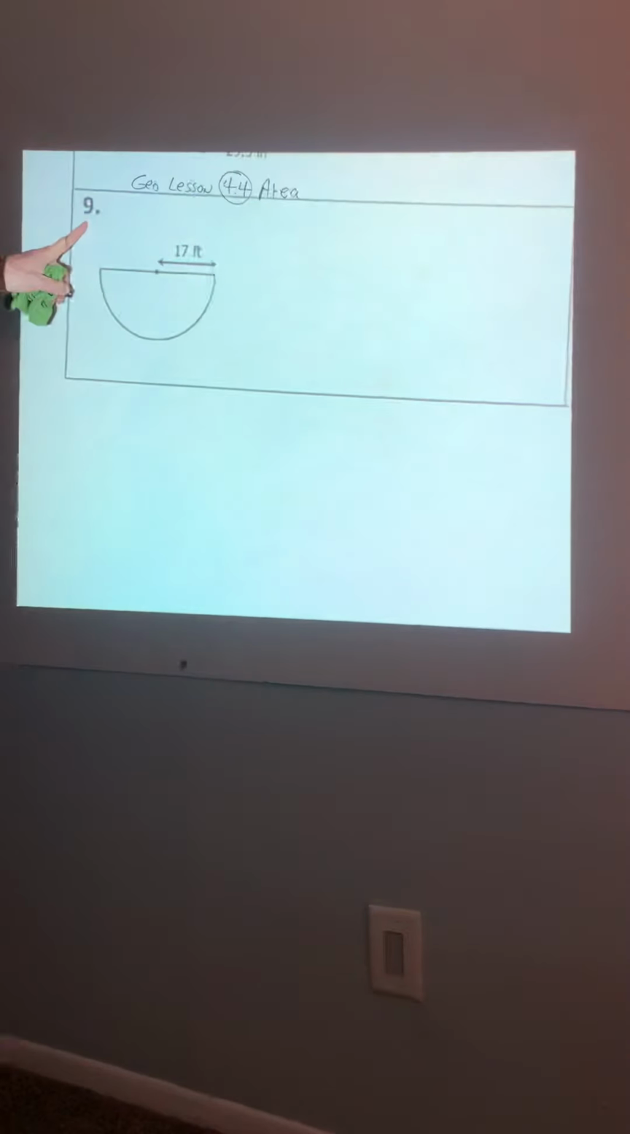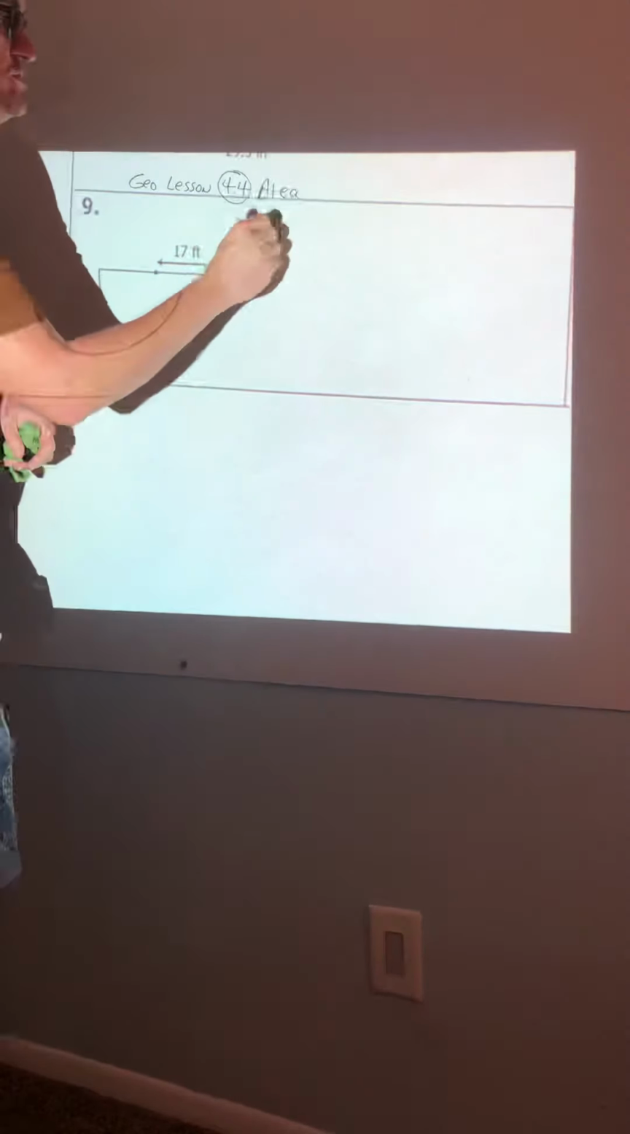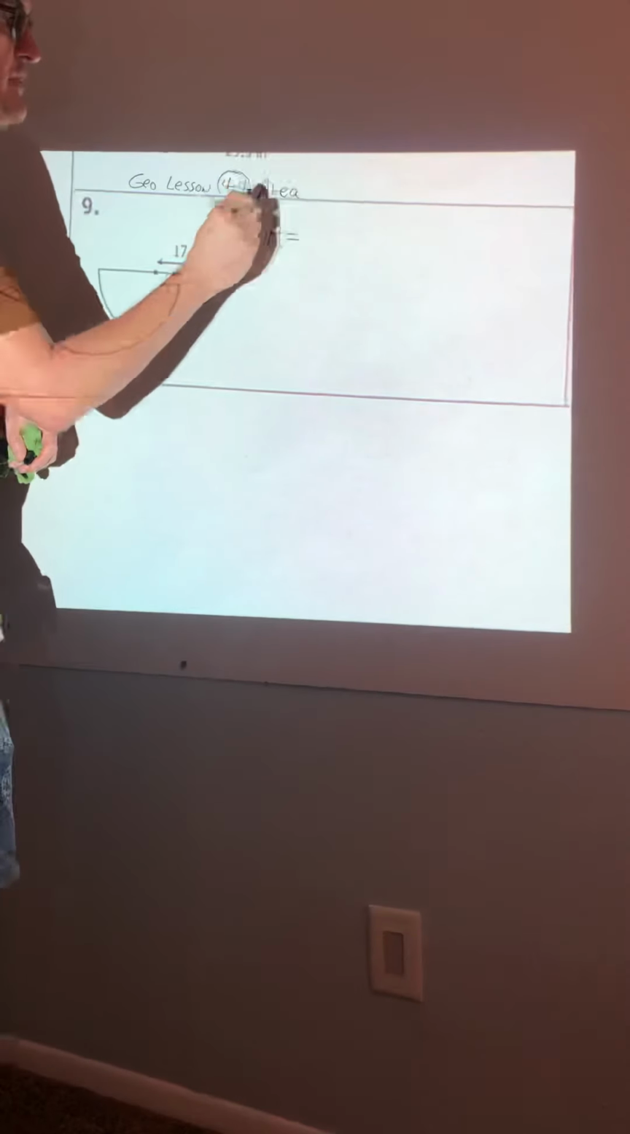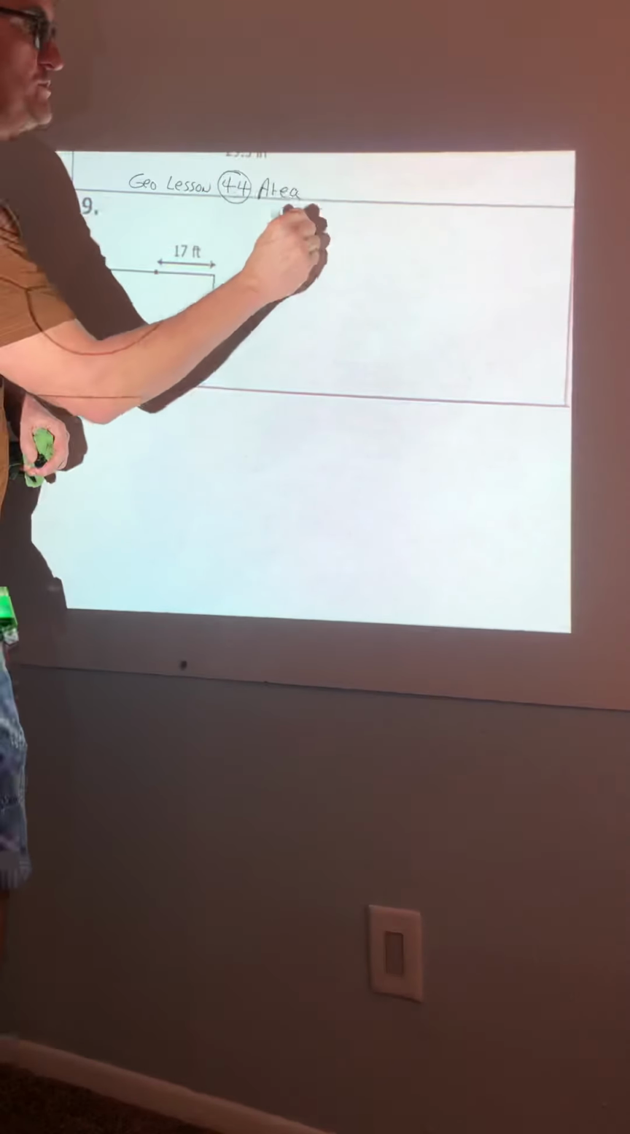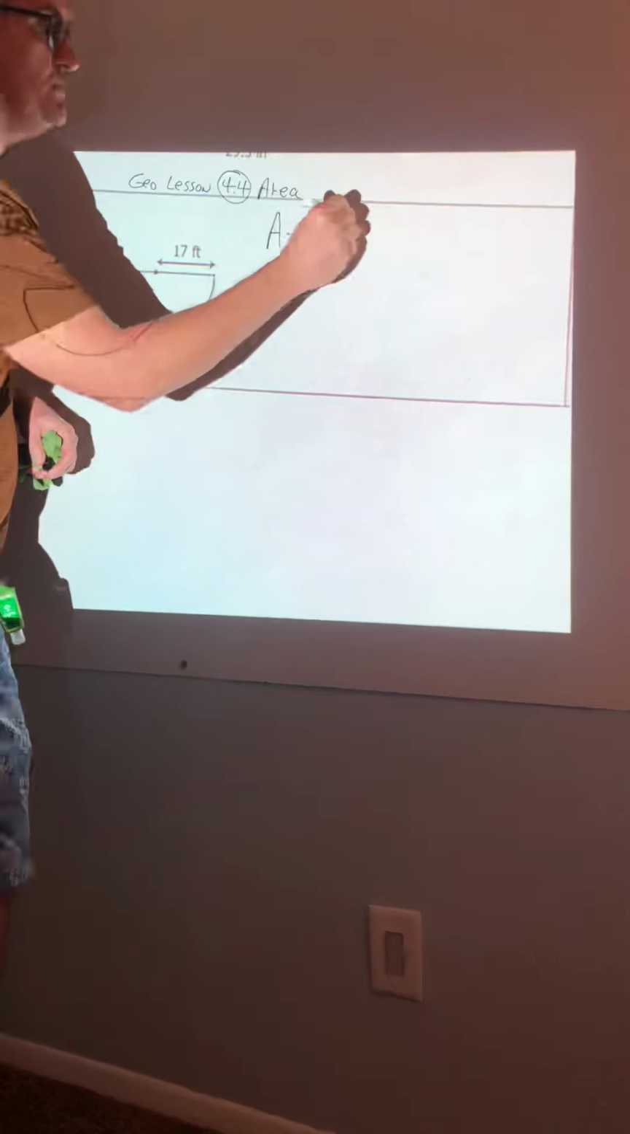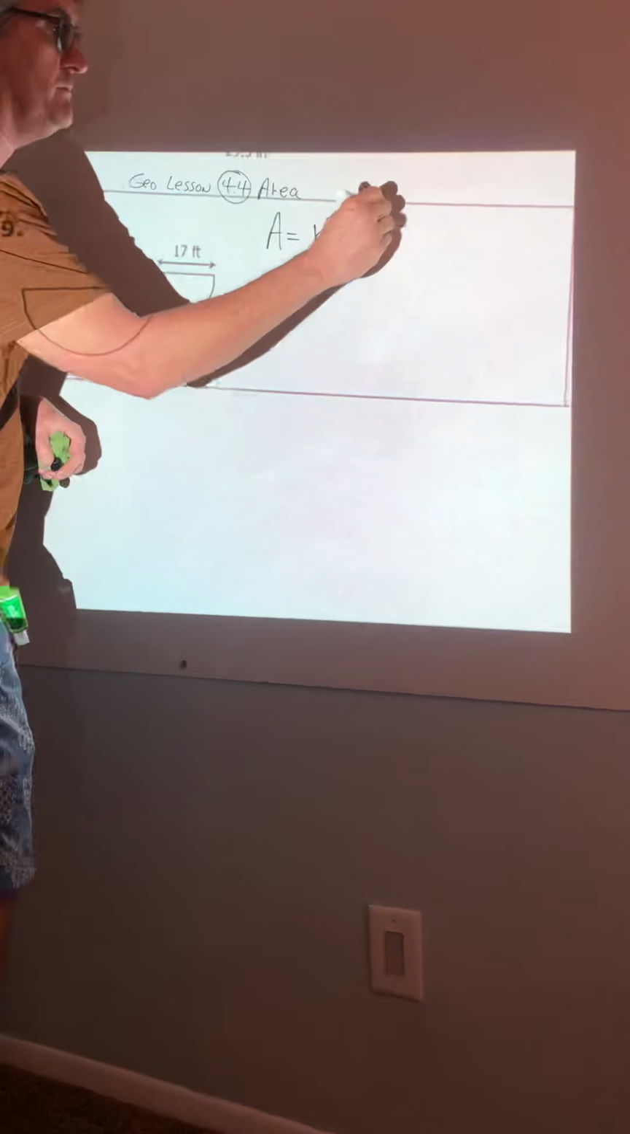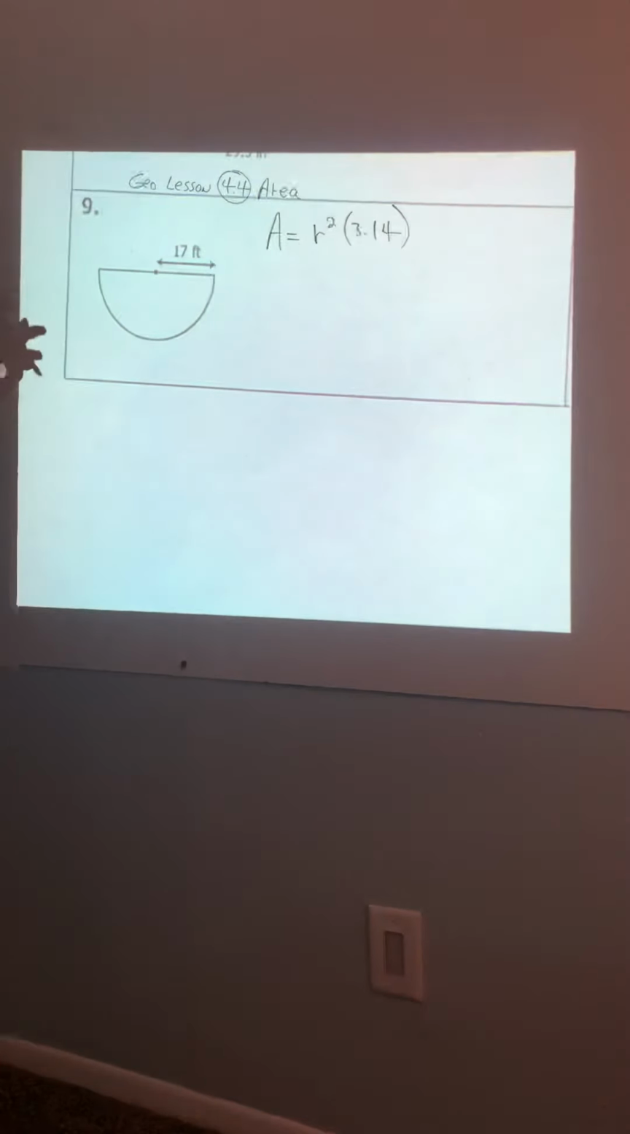I've only selected 3, I swear, okay? Number 9, I want the area of this shape. If you notice, it's a circle cut in half, so it's a semicircle, but we're still talking area. Looking at your formula sheet, which I hope you got, write down the area for a circle, which is r squared times 3.14.